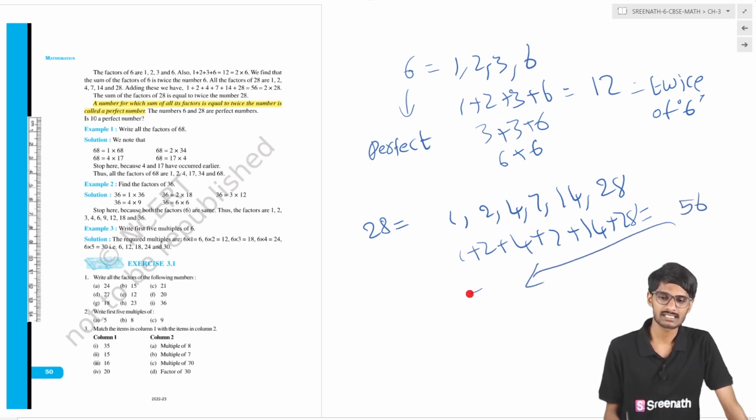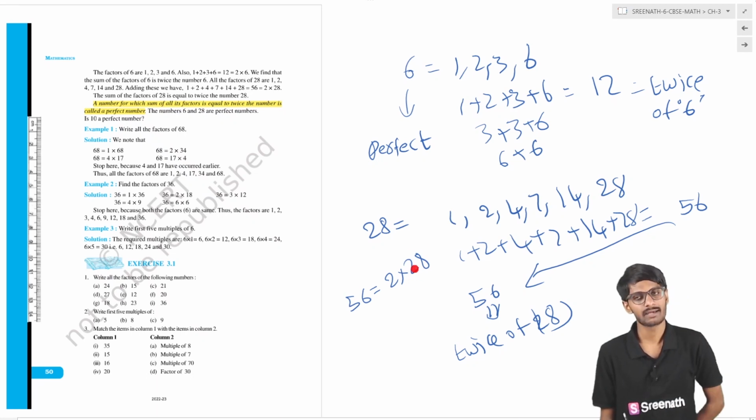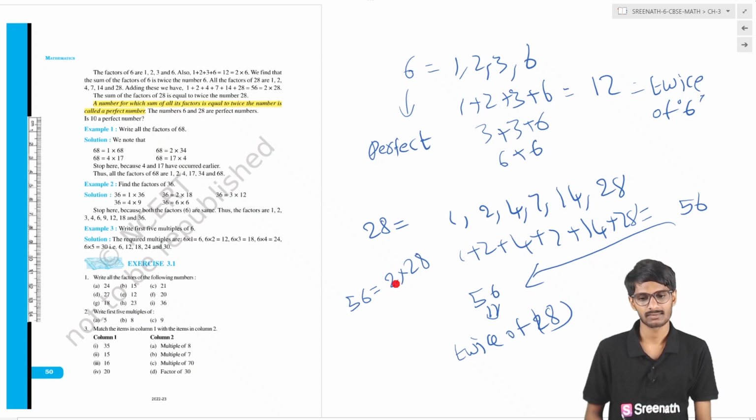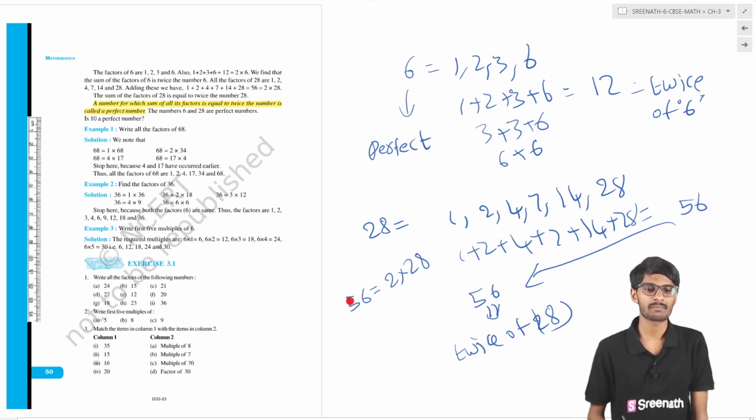So how can we write 56? That is equal to twice 28. Okay students, 56 is equal to 2 into 28. So if you take any number and the sum of its factors is twice that number, then we call it a perfect number. So this is a perfect number.